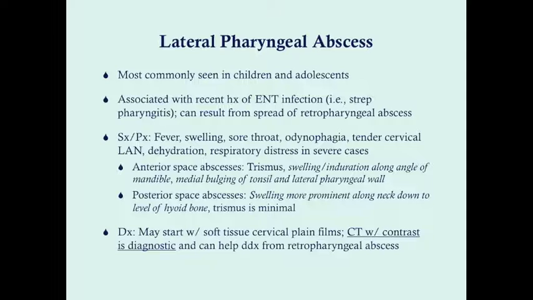All right, so now we'll move on to lateral pharyngeal abscess. This is most commonly seen in children and adolescents, but because this does not necessarily involve those retropharyngeal nodes, which involute at age 5, you can get this in older children and possibly even adults. It is also associated with a recent history of ENT infection and can also spread from a retropharyngeal abscess. The symptoms include fever, swelling, sore throat, odynophagia, tender cervical lymphadenopathy, dehydration, or respiratory distress in severe cases. Very similar to what we see in the retropharyngeal abscess.